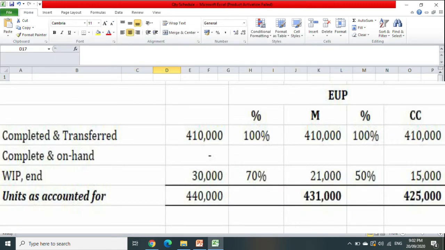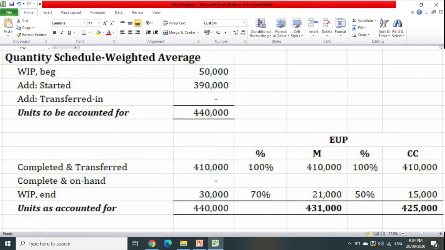As we all know, if the products are completed and transferred or completed and on hand, they are 100%. So you just copy 410,000 for the materials and copy 410,000 for conversion costs. When it comes to WIP ending, we need to follow the percentage given in the problem. It is stated that the materials is 70% complete, so you multiply 30,000 by 70% and you arrive at 21,000. So our total equivalent units of production for materials is 431,000. For your conversion cost, we multiply the WIP ending by 50%, so that's 15,000. Our total conversion cost equivalent units of production is 425,000.